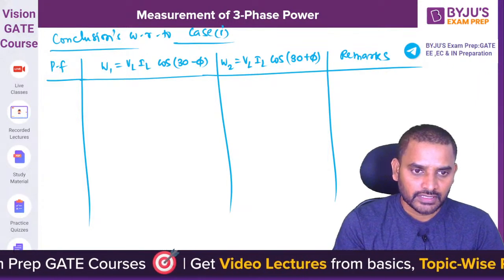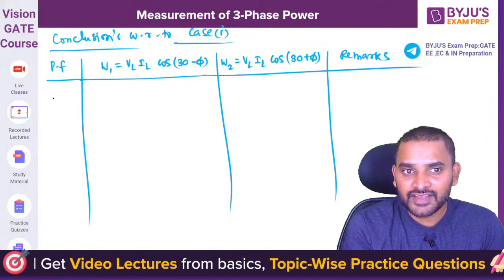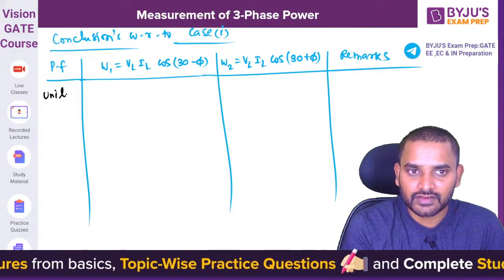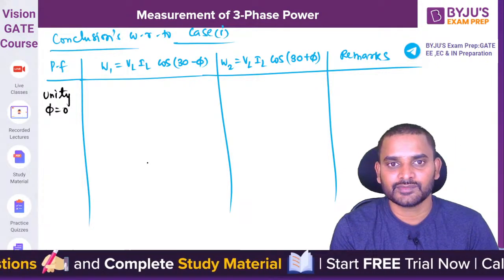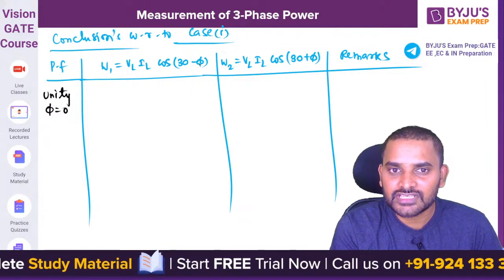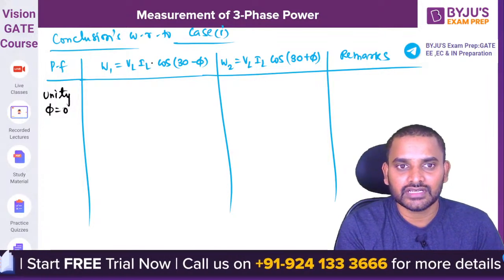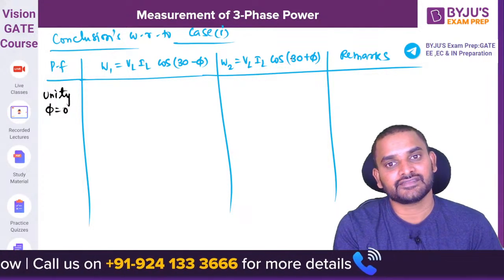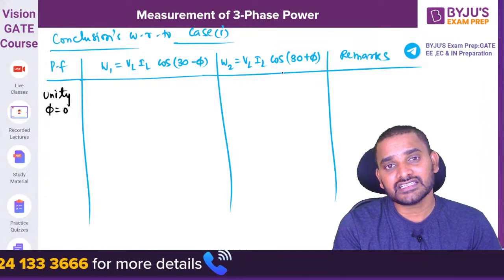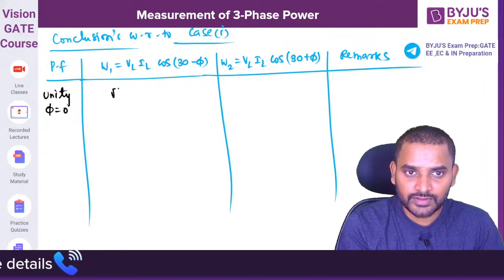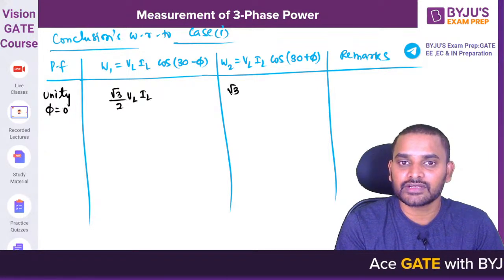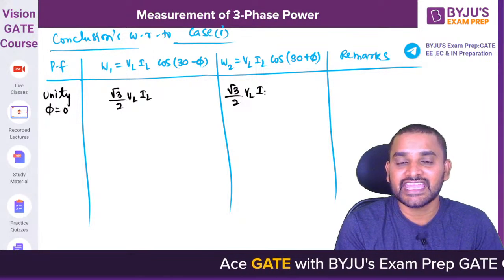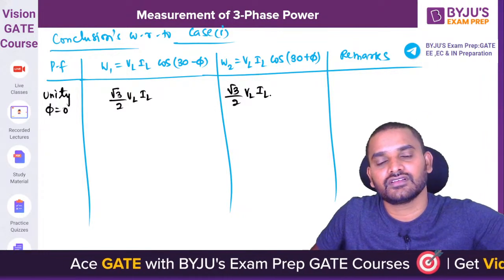Okay, right. So if the power factor is unity, phi will be 0, na? If you substitute 0 here, then you will get VLIL cos 30. Cos 30 is root 3 by 2. So W1 you will get as root 3 by 2 times VLIL. That is 86.6% of full reading.